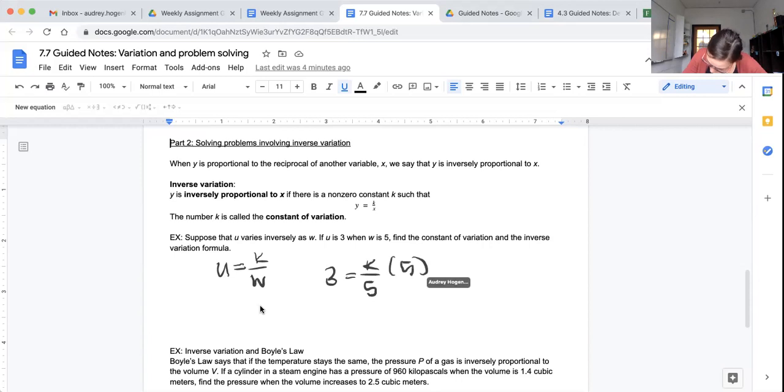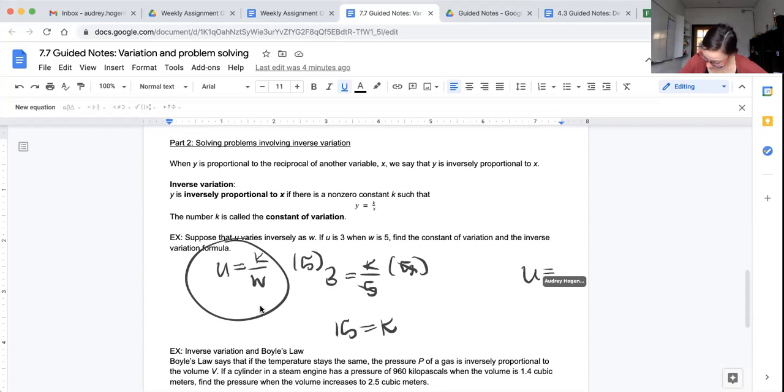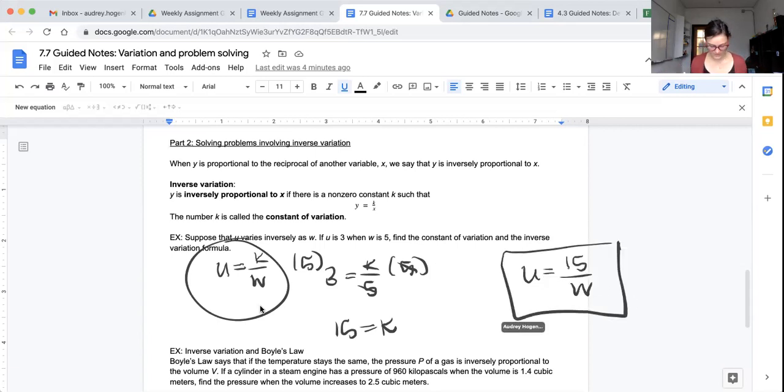So we're going to multiply that 5 up. 3 times 5 is 15, so 15 is equal to K. So our constant of variation for this problem is 15. Then the inverse variation problem is U equals K over W, except now we know that K is 15, so it's going to be U equals 15 over W. And that is our inverse variation equation for this problem.